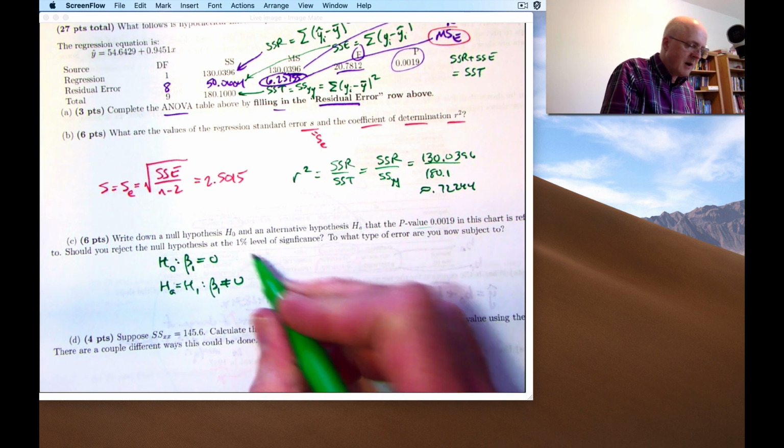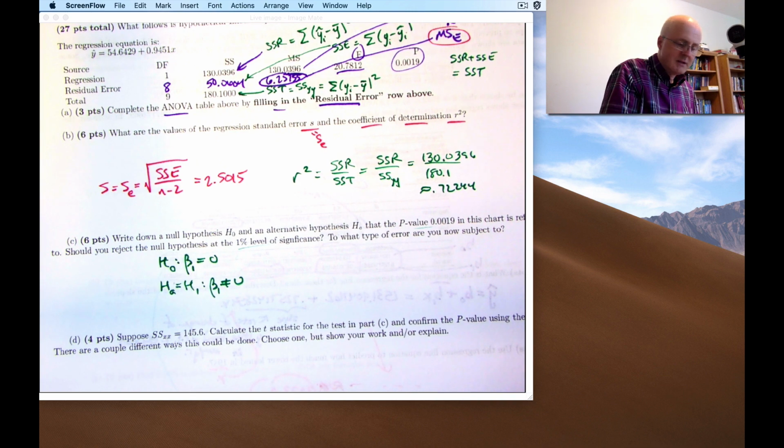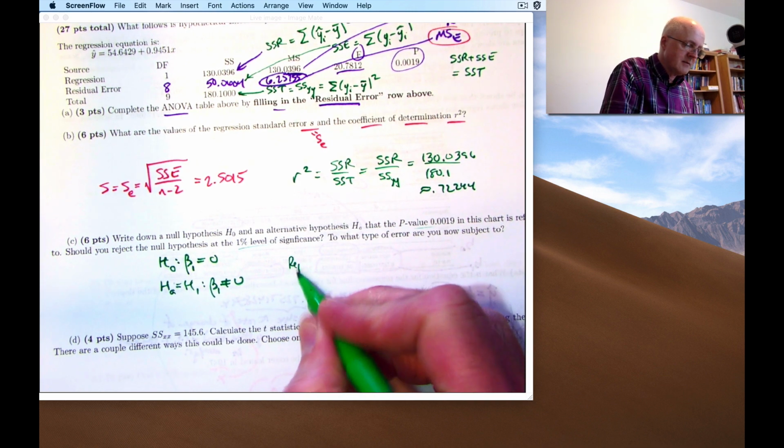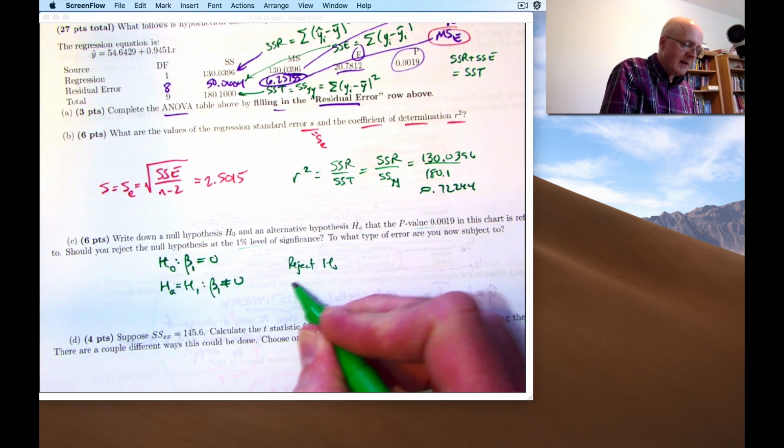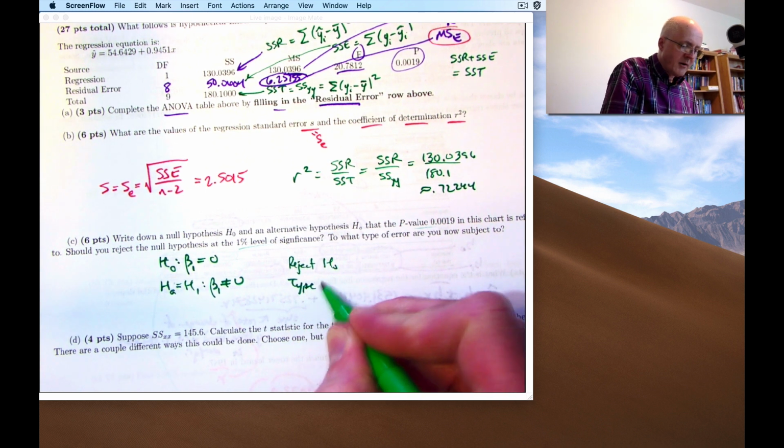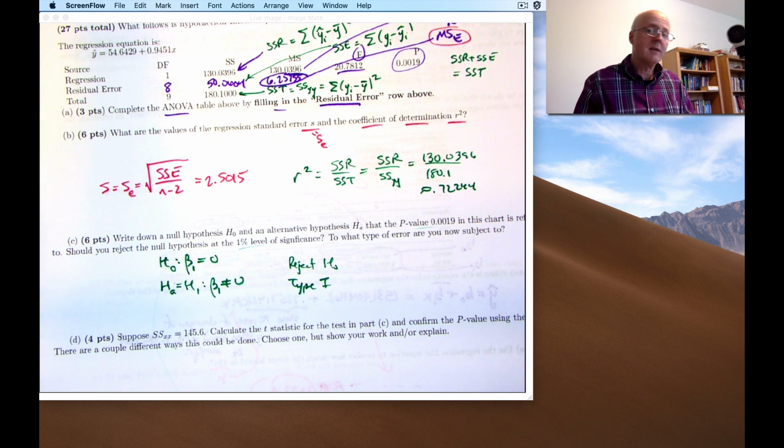This p-value is small. Yes, we can reject it at the 1% level even. If it were bigger than 1%, then we could not reject it. So yes, we do reject the null for this example, and we would again be subject to a type 1 error. If we had not rejected the null, then of course we'd be subject to a type 2 error.